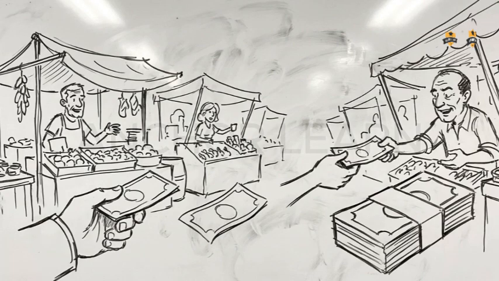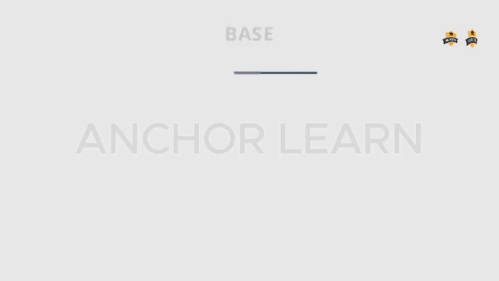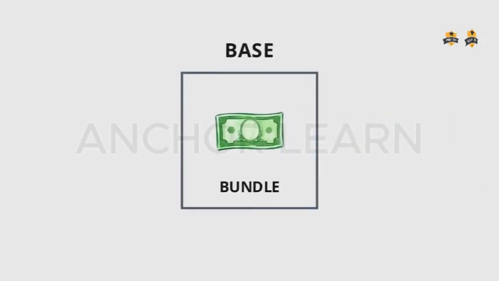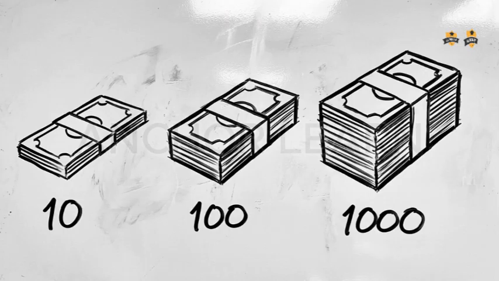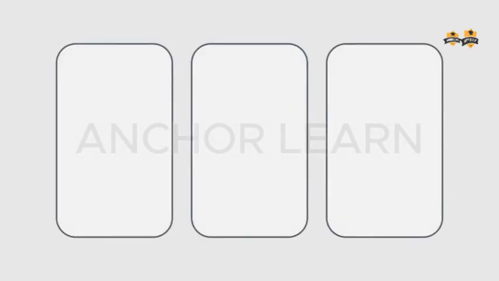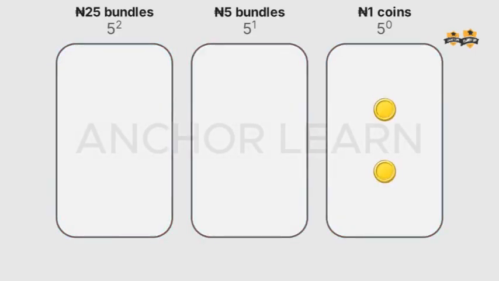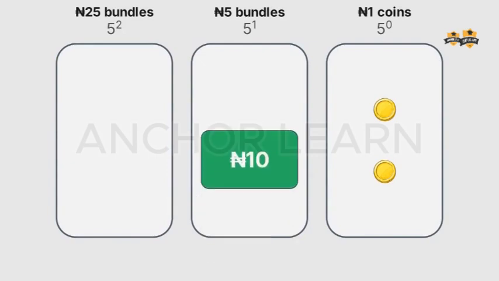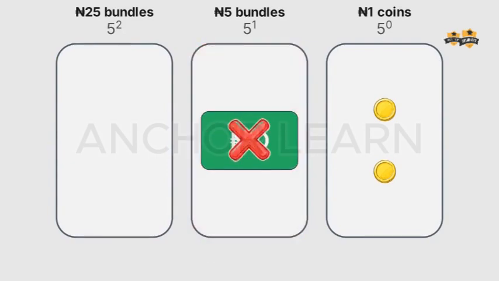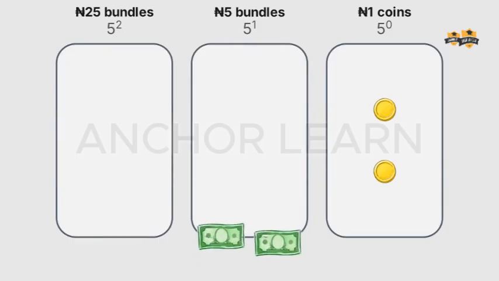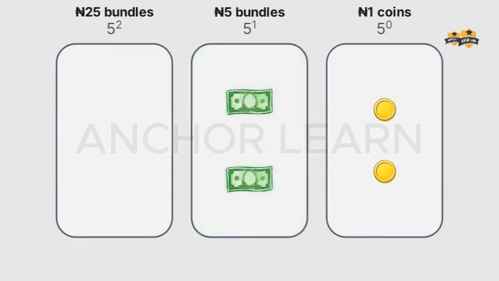Think of a number base like a local Naira market. A base is simply the mandatory bundle size for a specific economy. Our normal base 10 economy bundles money by tens. You have 10 Naira notes, 100 Naira notes, and 1,000 Naira notes. In a base 5 market, the rules are rigid. Only 1 Naira coins on the right, 5 Naira notes in the middle, and 25 Naira bundles on the left. A 10 Naira note won't be accepted. It doesn't exist here. To hold 10, you must hold 2 distinct 5 Naira notes in the middle column.